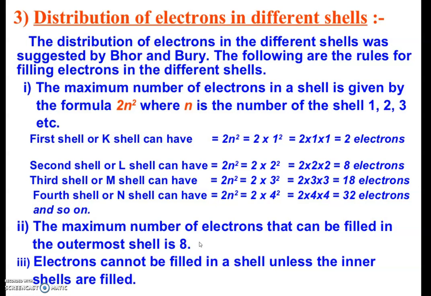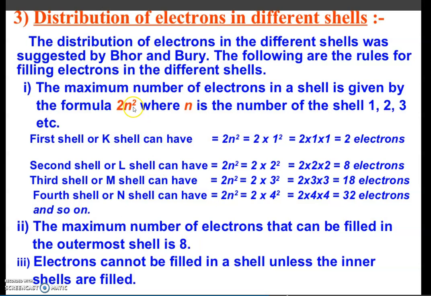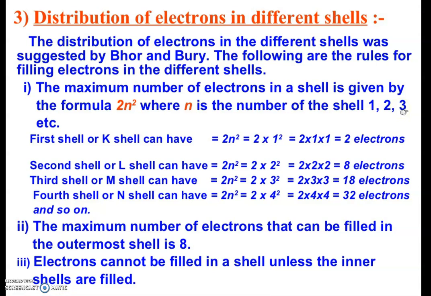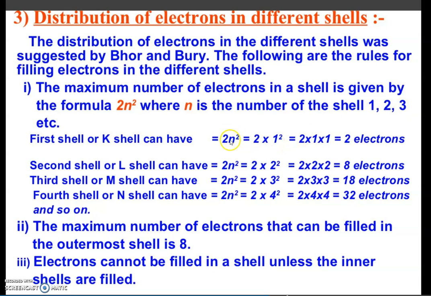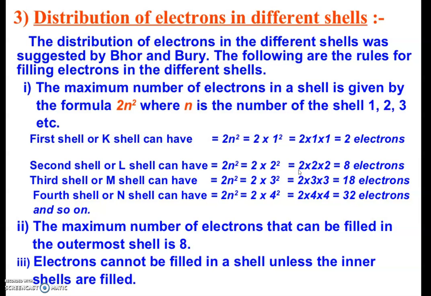Then how are electrons distributed in each shell? This distribution of electrons is known as electronic configuration. What is the general formula to identify electronic configuration? That is 2n square. Here n is the number of the shell. For K shell n is 1, L shell n is 2, M shell n is 3. So we will calculate. The general formula is 2n square. For K shell, 2 into 1 square, that is 2. In L shell n is equal to 2. We substitute and we will get these values. The maximum number of electrons that can be filled in the outermost shell is 8.